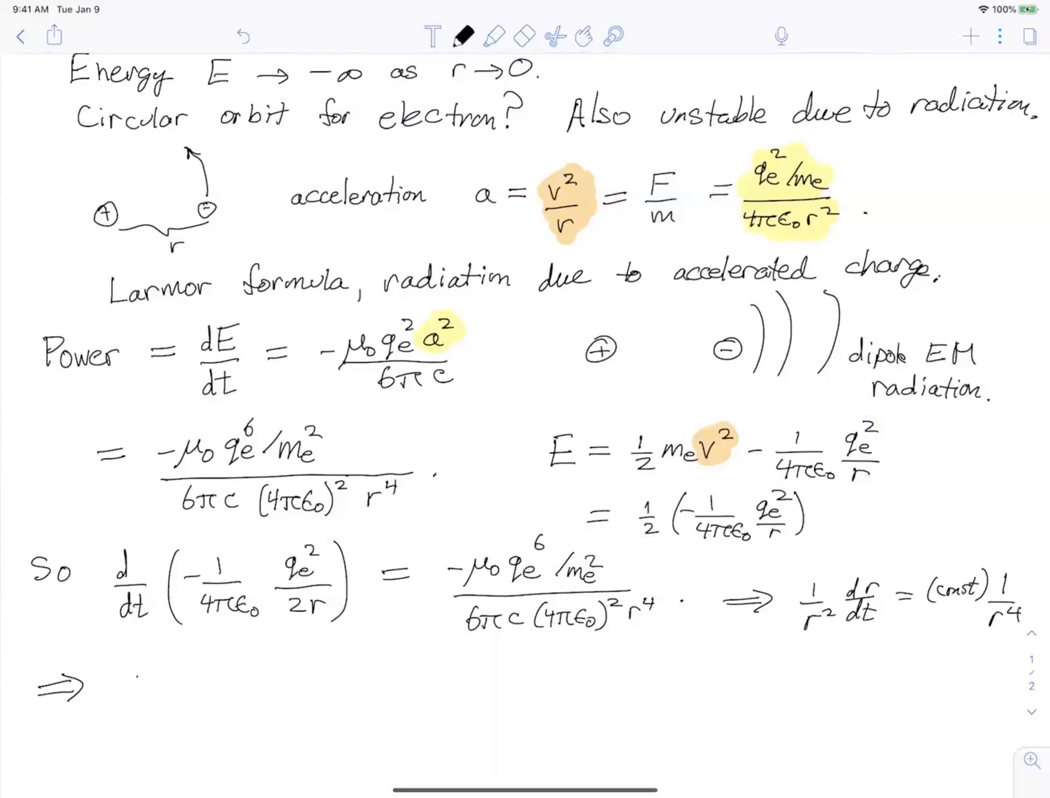So anyway, that becomes r squared dr is equal to a constant times dt. And so the great thing about this is now we can integrate both sides.